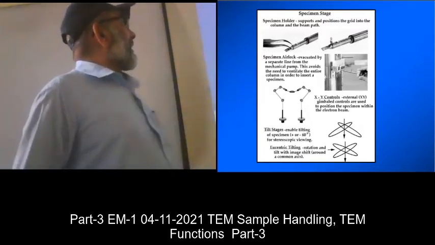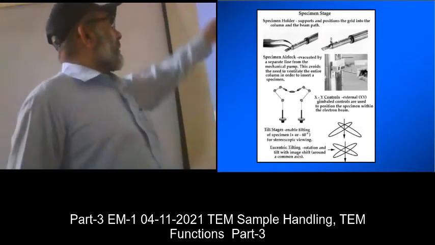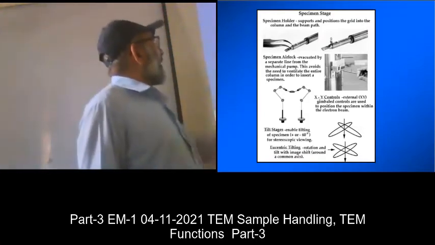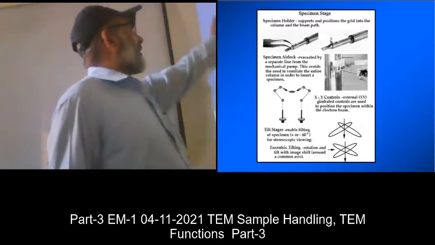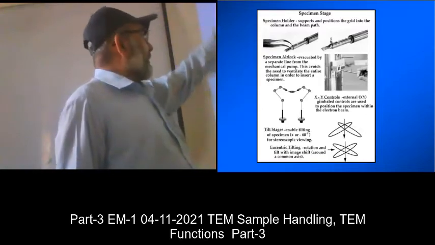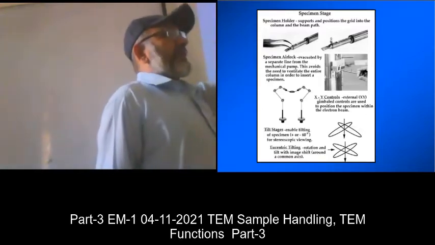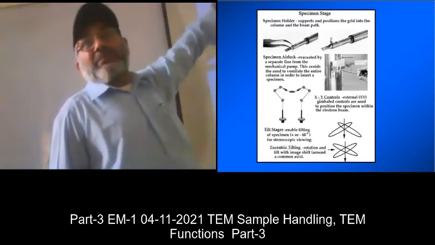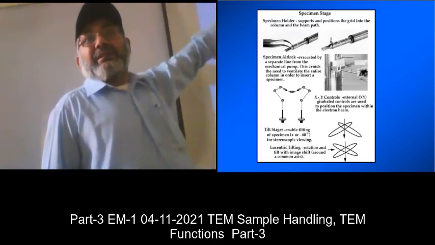So, the specimen airlock is evacuated by a separate line from the mechanical pump. This avoids the need to ventilate the entire column, as I told you, in order to insert a specimen. These are the shifters, the tilts, that when you move this, you are moving the sample inside the machine.